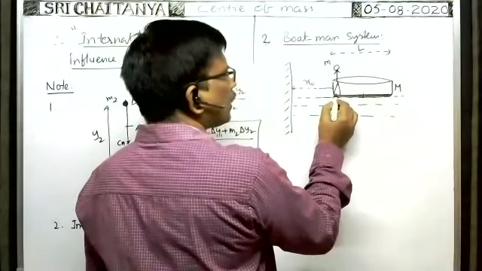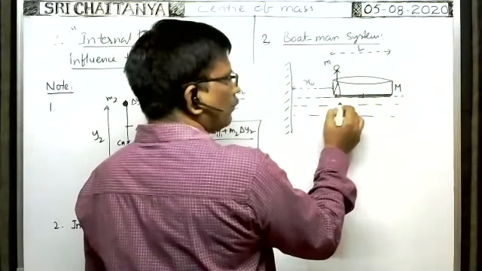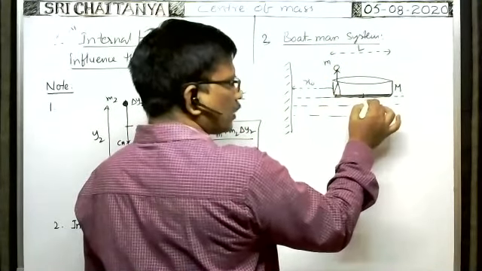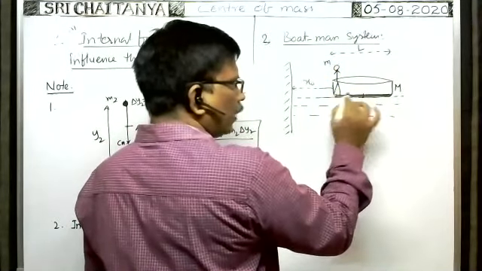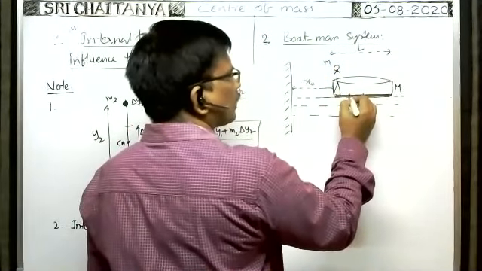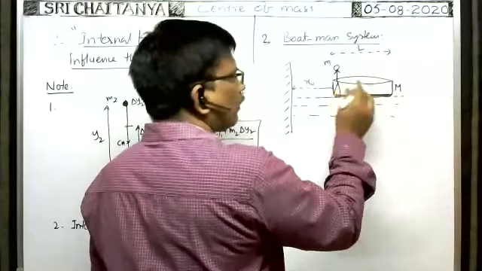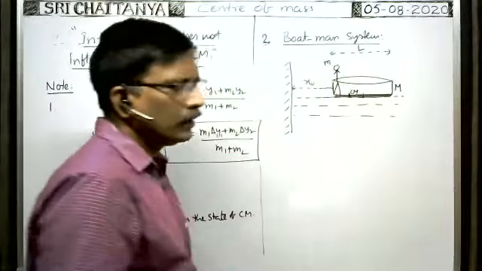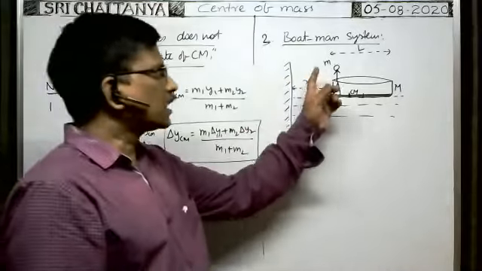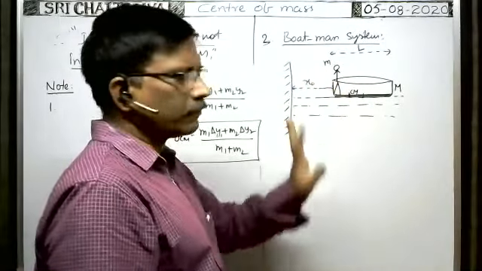At the center of mass of the man, we can imagine small m. At the center of mass of the boat, we can imagine capital M. The center of mass of the man-boat system lies in between these two, somewhere here.